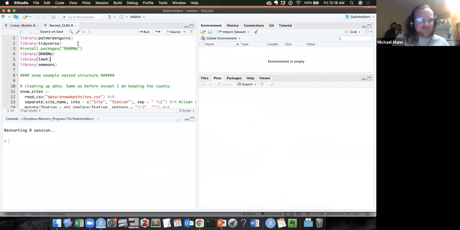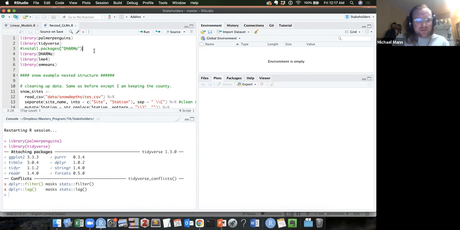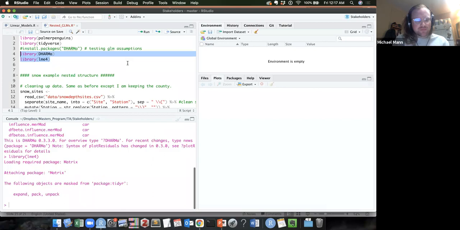I'm going to use the Palmer Penguins data set, so I'm just going to read this in. We'll use it later. Tidyverse is great, as always. And this DHARMa package is for testing GLM assumptions, so definitely download that. There's the package here. lme4 again. I don't think we're going to use emmeans, but emmeans is always great to load. So I'm going to load all these again. I don't think I got to these two yet. One thing to mention is that objects will be masked. Seems okay. I don't think I'd ever use those masked functions. That's something to keep in mind.